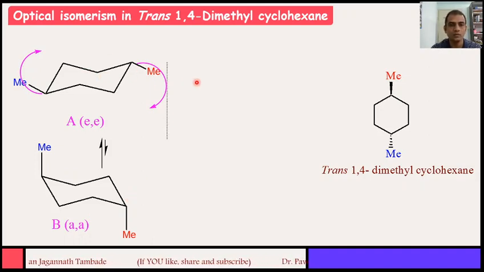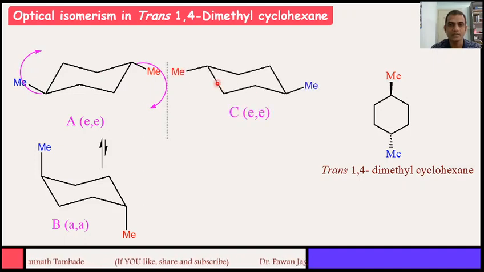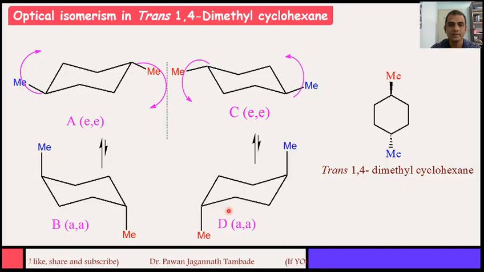Look at this molecule in the mirror, it looks like this structure C conformation, and when this ring is flipped in this fashion, we get structure D, which is a conformer not at all stable because of 4 axial interactions, and these two may be mirror images of each other.